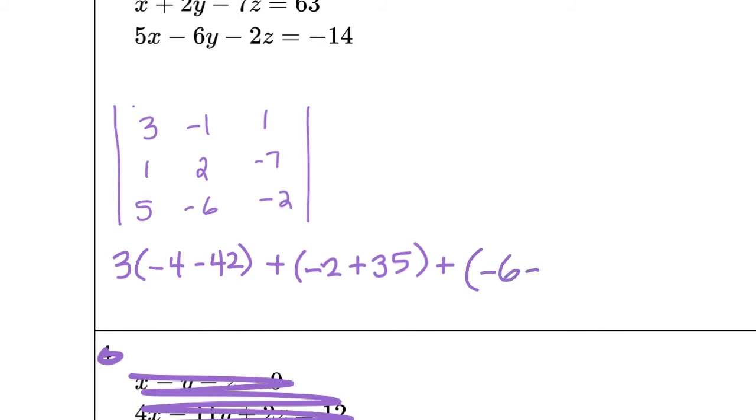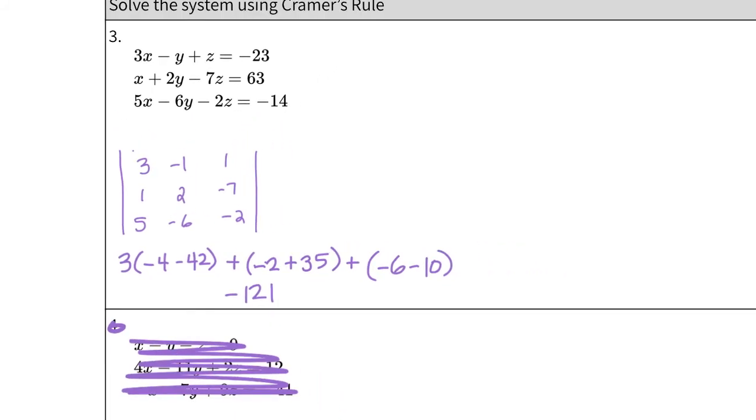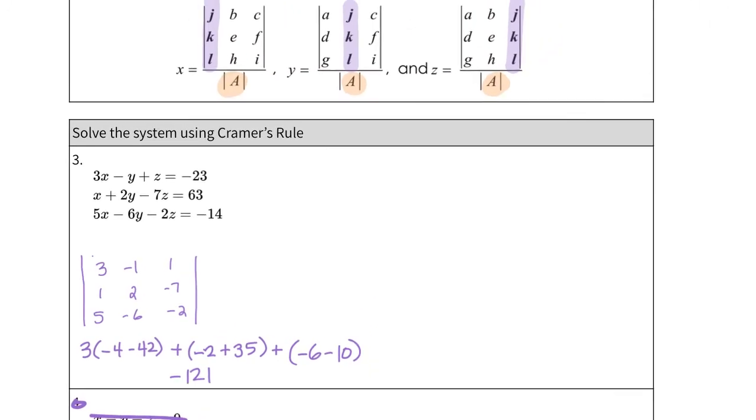-6 minus 10. Okay, so if I put all of this together, this comes out to -121. Okay, so that was just the very first part. Looking at the formulas from up here, I at least know what I'm going to have to divide by every single time. So now let's start finding those variables.